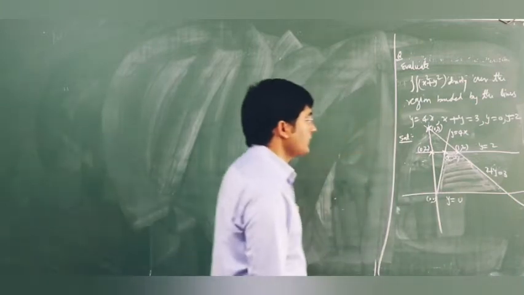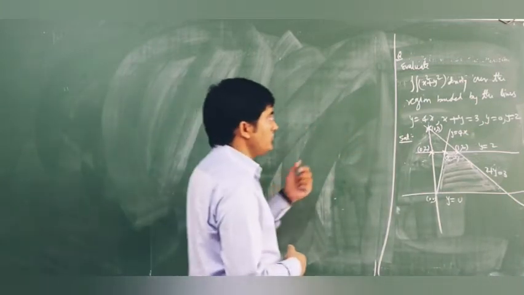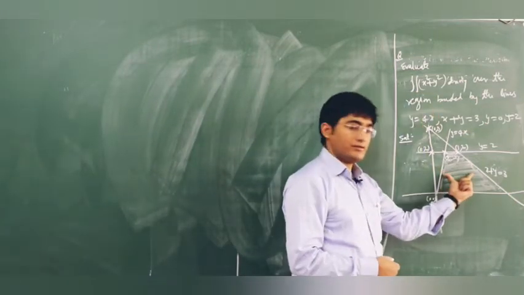So this is your y equal to 4x. That means your required region is this area. So this is your required region. Now we have to evaluate this double integration for this region.